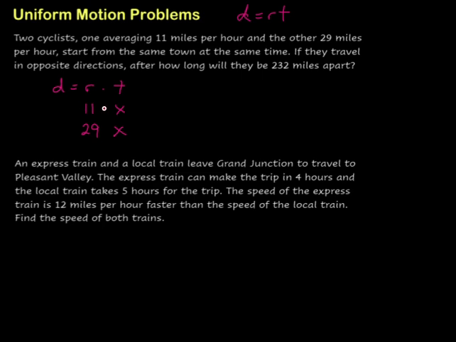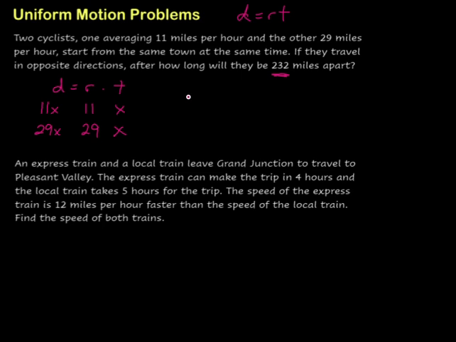Then to get the distance, remember, we're just going to multiply those two things. Rate times time. So 11x is the distance that will be traveled in x amount of time by the bike going 11 miles per hour. And then 29x is the distance that will be traveled by the bike that's going 29 miles per hour in x hours. Okay, now, what do we know about those two distances? They need to add up to this.